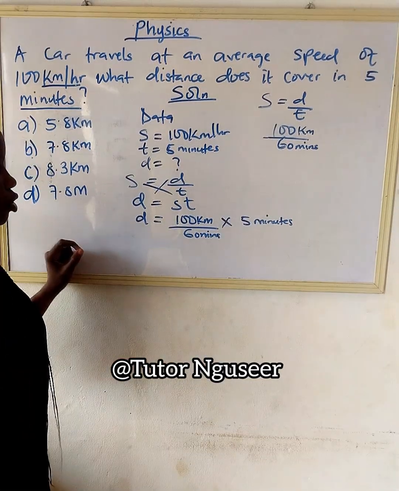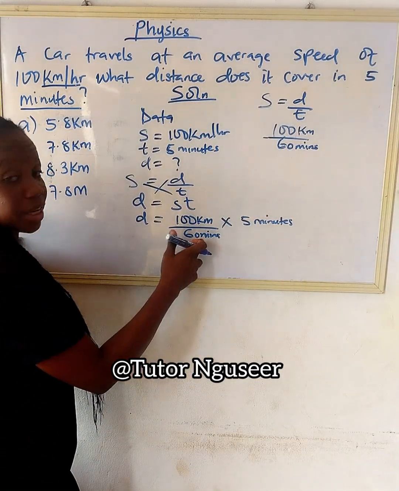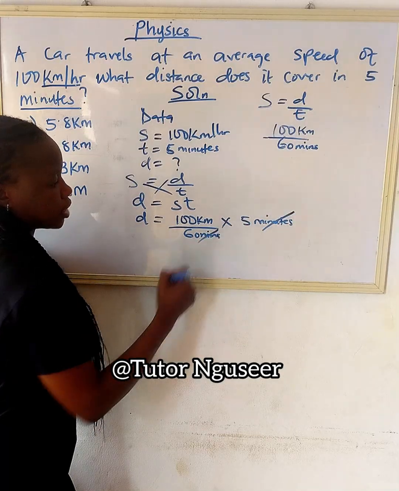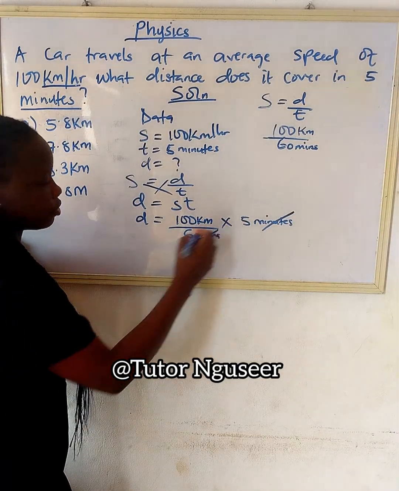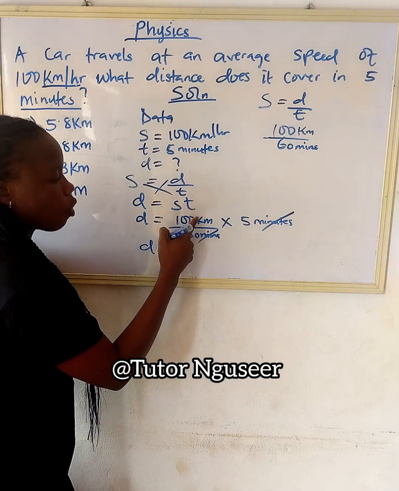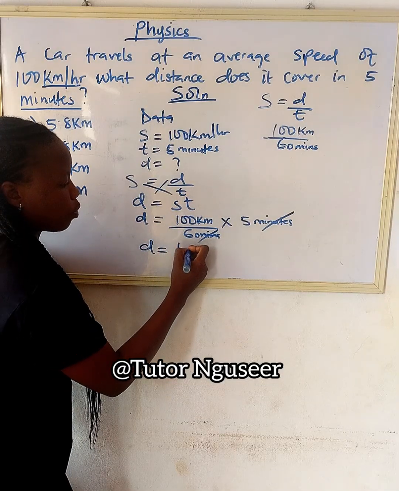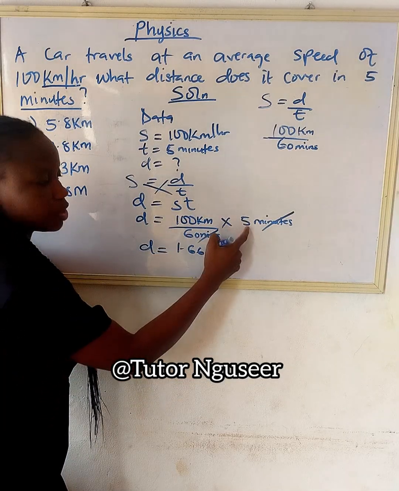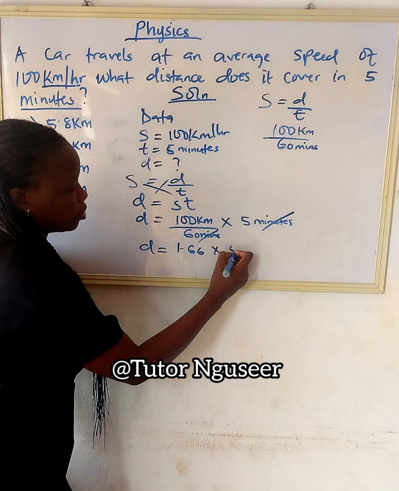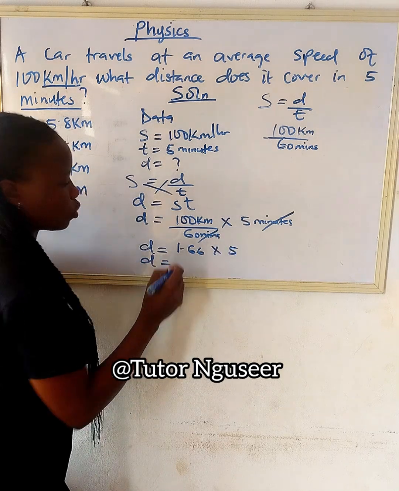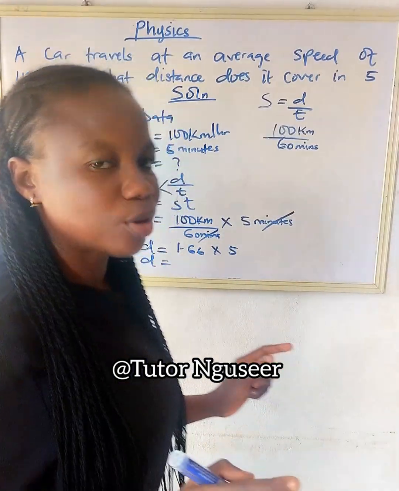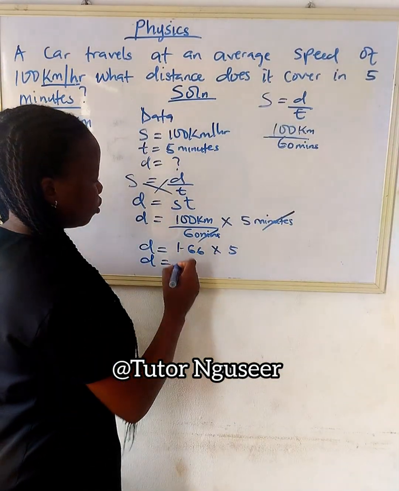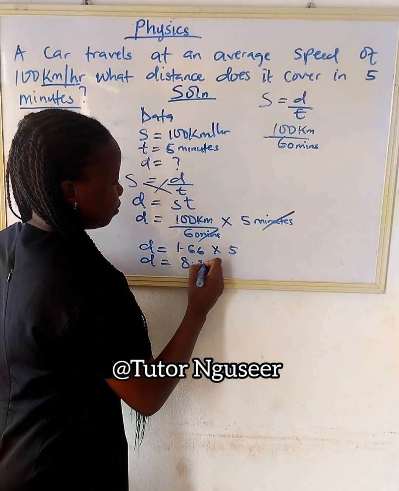So what's the next thing I'm going to do? If you look, this is minutes, this is minutes. So I'm going to strike this out. What is left? 100 kilometers divided by 60 times 5. If you divide 100 by 60, you're going to have 1.66. We still have 5 here, times 5. D now becomes what? Punch your calculators and give me the answer. 1.66 times 5. If you do that correctly, you're going to have 8.3.